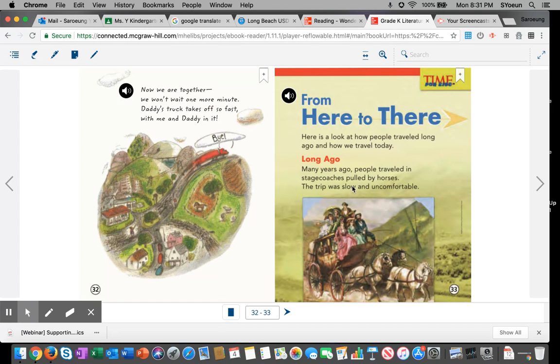The trip was slow and uncomfortable. So boys and girls, I want you to think about how families traveled a long time ago. So if we look at how this family is traveling, the brown thing that they're all sitting in is called a stagecoach. And like the story said, it's telling us that it's pulled by horses. It's not how we travel today. It's how they traveled a long time ago.